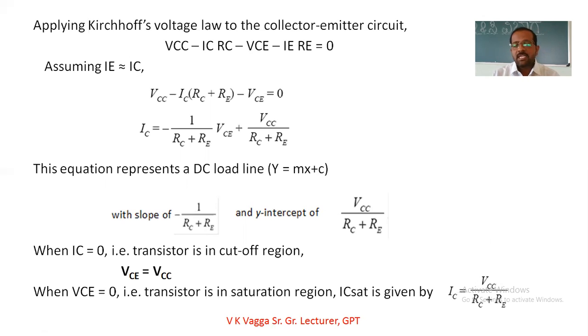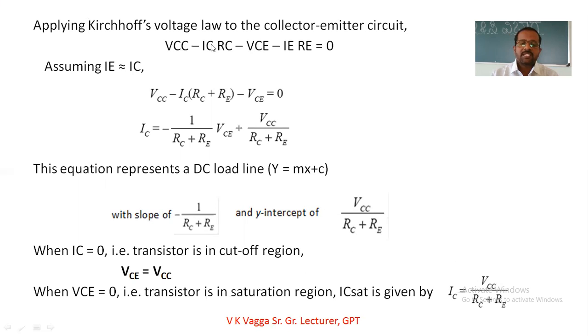Because IE is equal to IB plus IC is the equation to be considered, and IC is in terms of milliamps and IB is in terms of microamps. So IB is assumed to be very small compared with IC. For that purpose, IE is almost equivalent to IC. So in place of IE, I am going to substitute IC. And if I substitute IC, it is IC into RC and IC into RE.